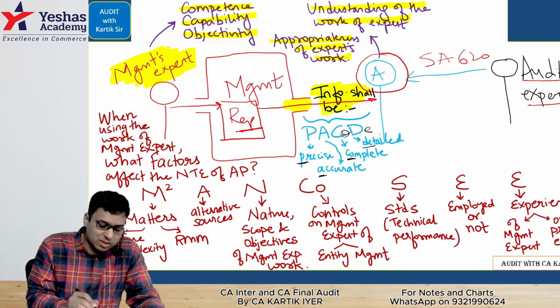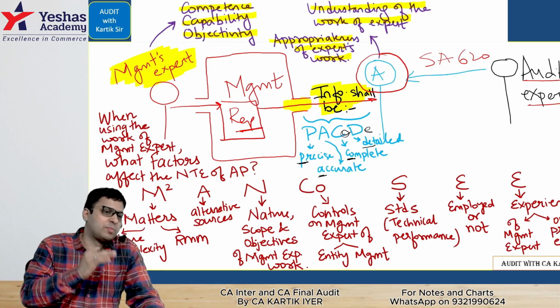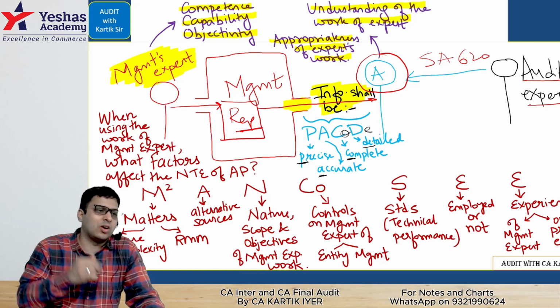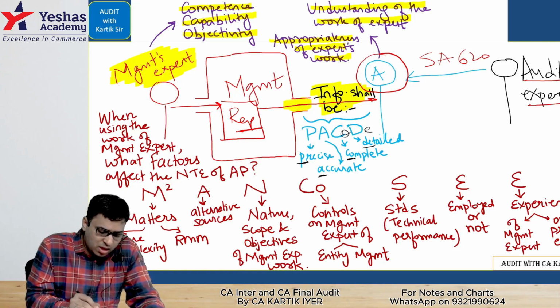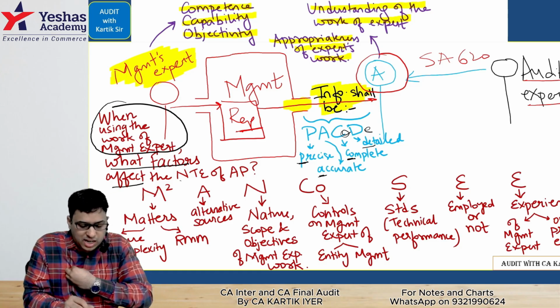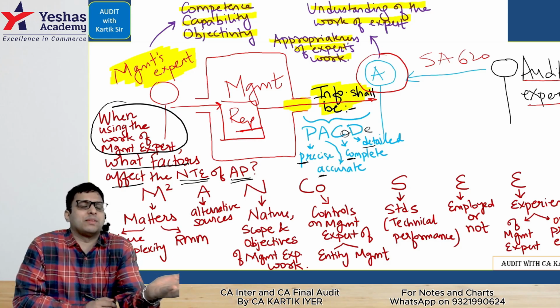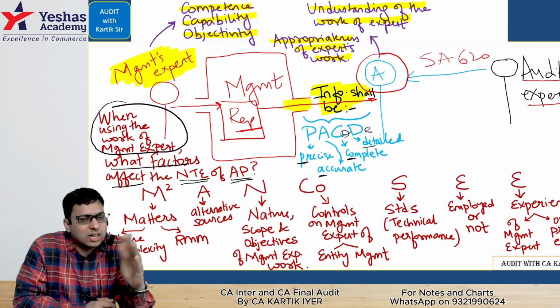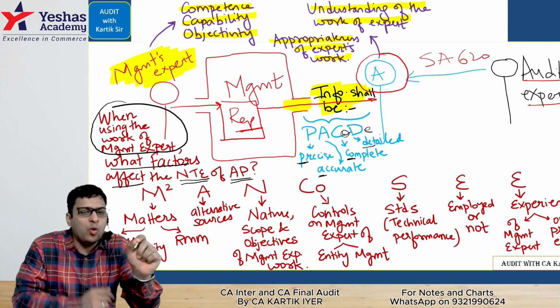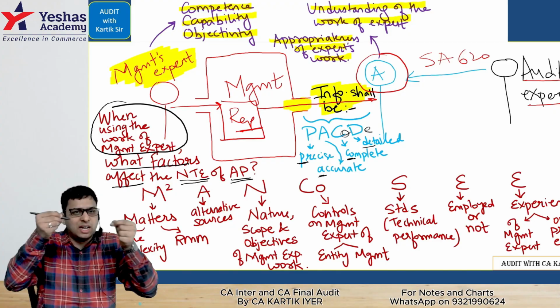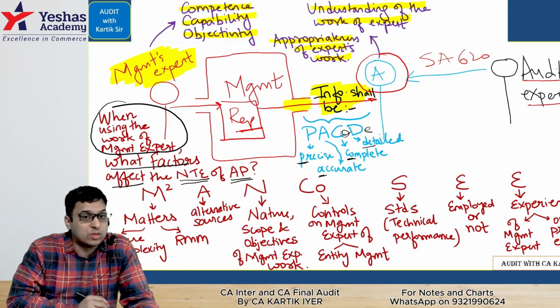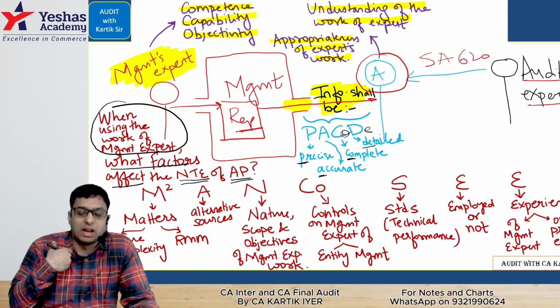Next. Question number 11, in my opinion, one of the best questions to ask in the examination. It's a thinking question. When using the work of a management expert, what factors affect the auditor's nature, time, and extent of audit procedures? Arpita is a management expert. In that case, she is giving a report. How will her work affect my nature, time, and extent of audit procedures? That is what I am looking at. How does it affect my work?